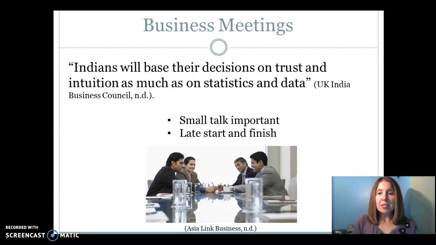When going to a business meeting, it is important to engage in small talk before getting down to business. So covering topics such as where they have worked in the company or other industries or where they grew up is appropriate. Be prepared for the meetings to start and finish late and for the occasional interruptions.